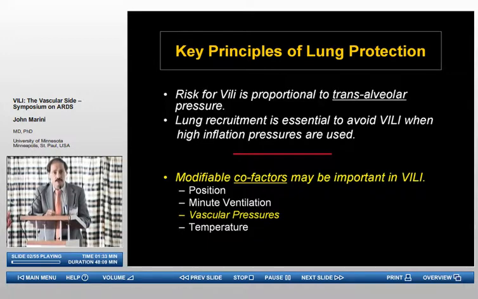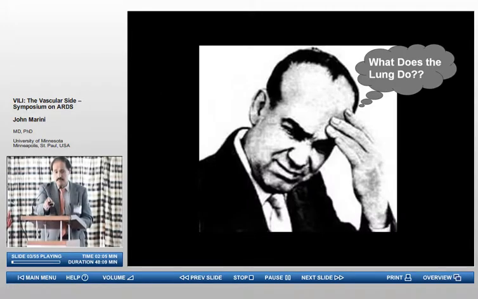It's been a theme of our research over the years to look at the cofactors that might be important in ventilator-induced lung injury, including position, minute ventilation, vascular pressures, temperature, among others. And we have found that virtually all of these things are critically important in the expression of ventilator-induced lung injury that results from a certain airway pressure overload. I'm going to talk mainly about vascular pressure in the minutes available to me.